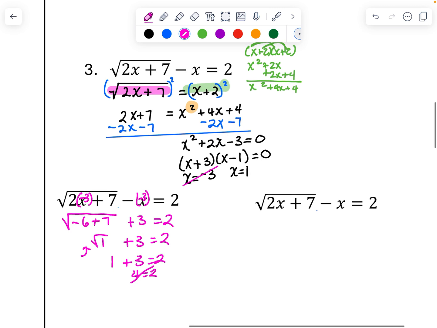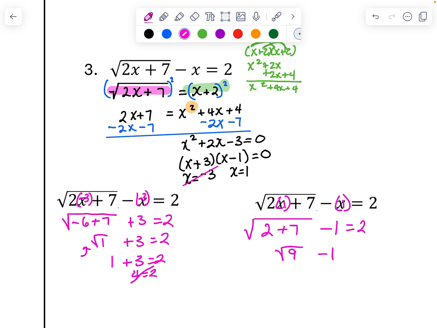Okay, so I need to check the 1. I'm going to put a 1 here, and I'm going to put a 1 here. Those evaluate problems that we did since the beginning of the school year, this is why we did them, so you understand that to evaluate means to substitute the value in. The square root of 2 plus 7, minus 1 equals 2. The square root of 9 minus 1 equals 2. 3 minus 1 equals 2. 2 equals 2. Winner, winner, chicken dinner. My only answer is 1.